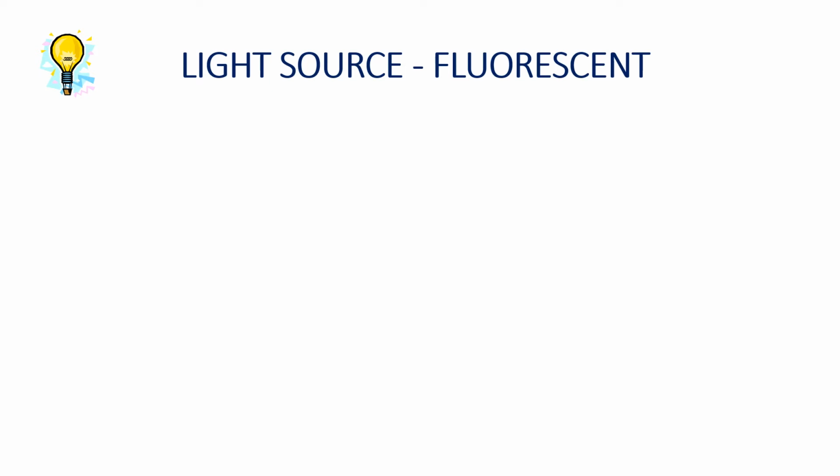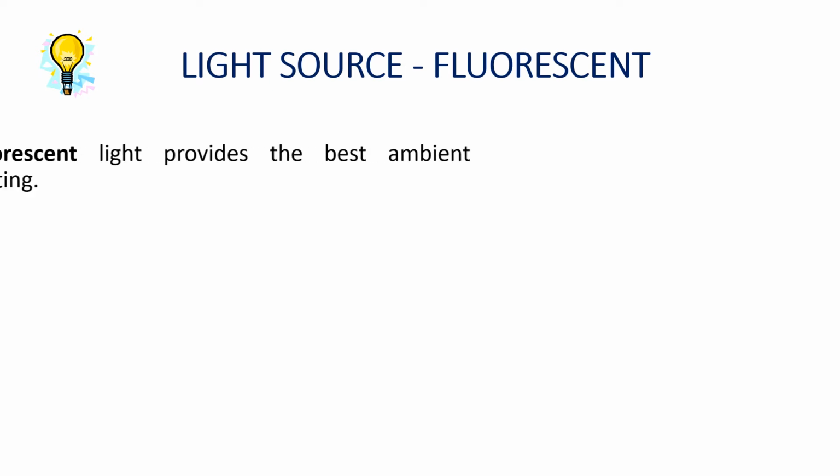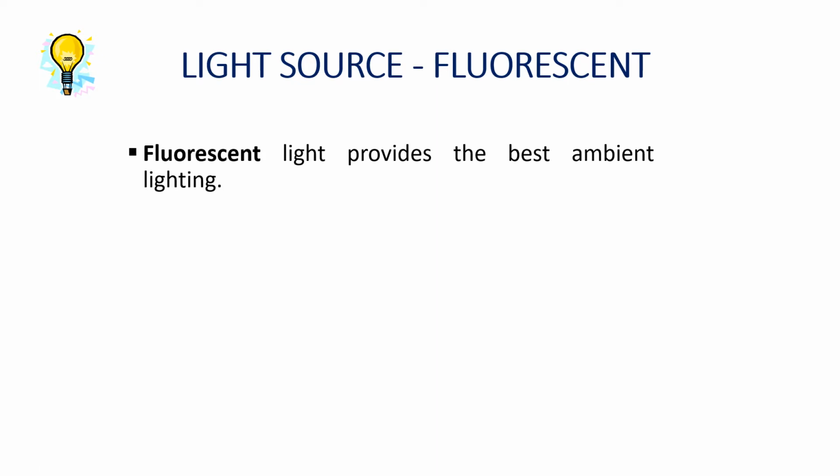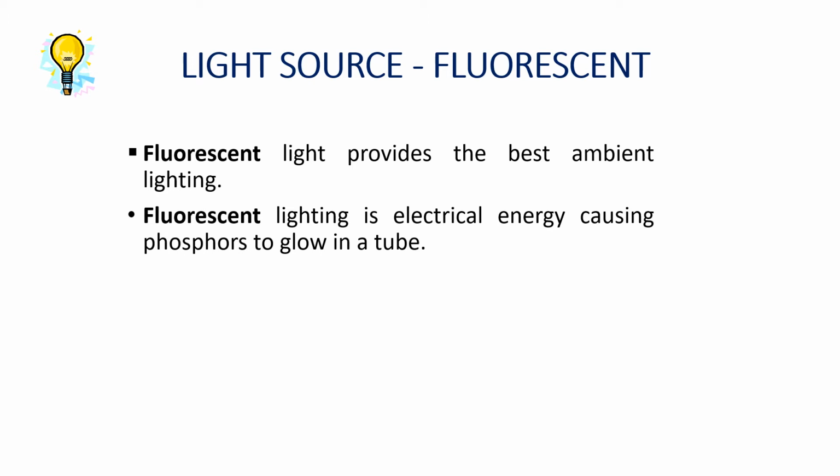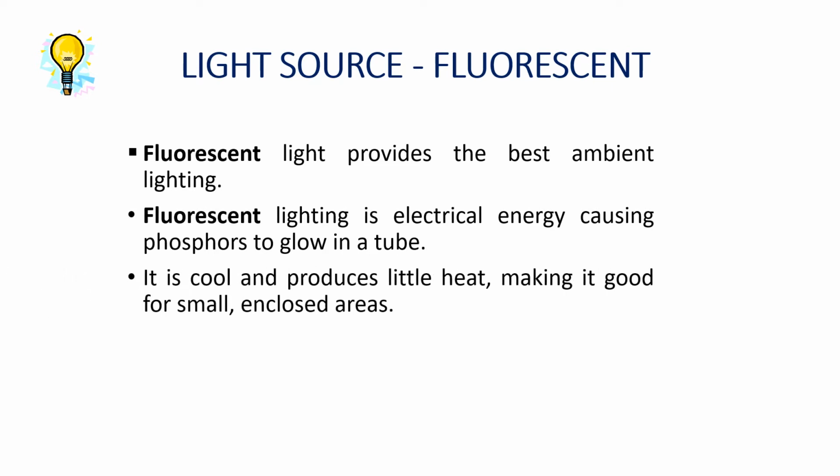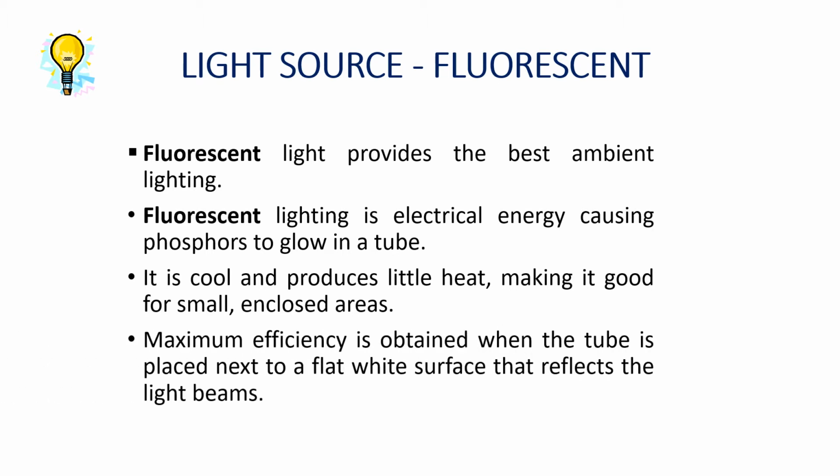The first type of light source which we are going to study is fluorescent. Fluorescent light provides the best ambient lighting. Fluorescent lighting is electrical energy causing phosphors to glow in a tube. It is cool and produces little heat, making it good for small and closed areas. Maximum efficiency is obtained when the tube is placed next to a flat white surface that reflects the light beams.